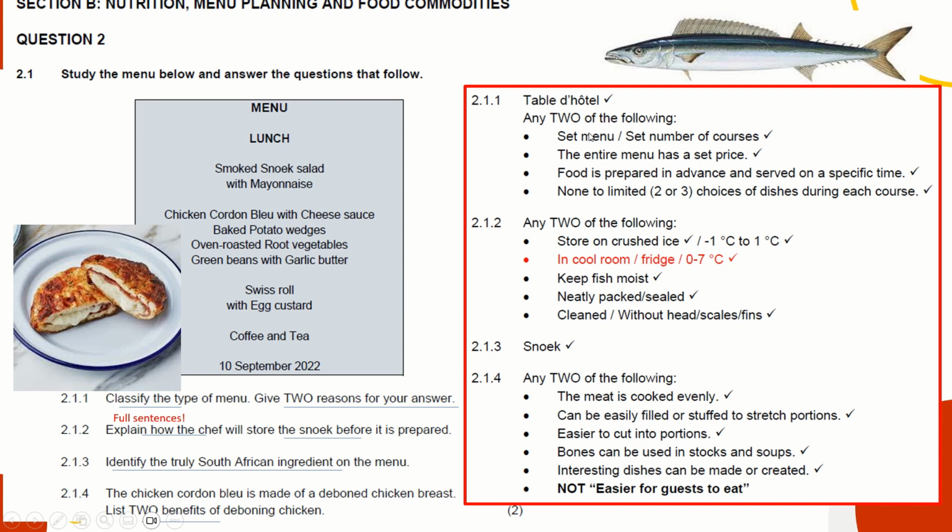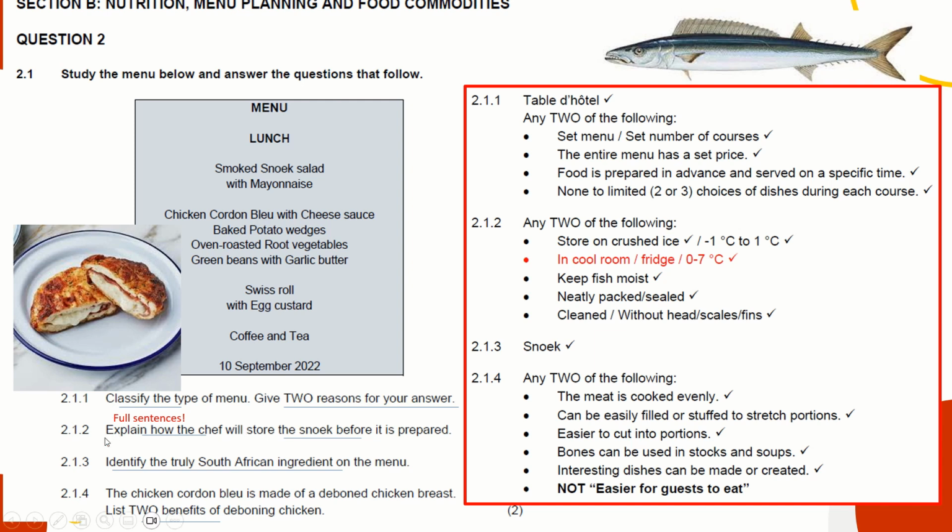Any 2 of the following. It's a set menu or a set number of courses. The entire menu has a set price. The food is prepared in advance and served at a specific time. And then none or limited choices, only 2 to 3 choices of dishes during each course.